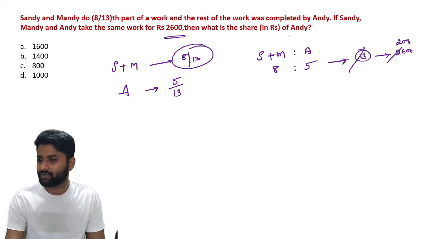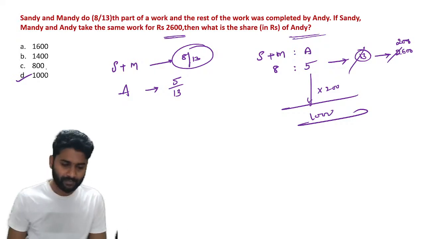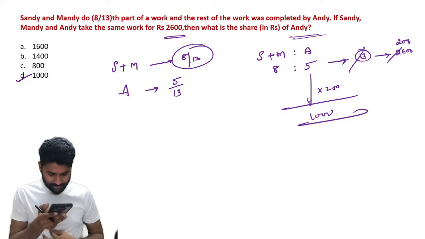Another question: what is the amount we are going to pay for Andy? So 5 into 200 is 1000 rupees. 1000 rupees is the correct answer.